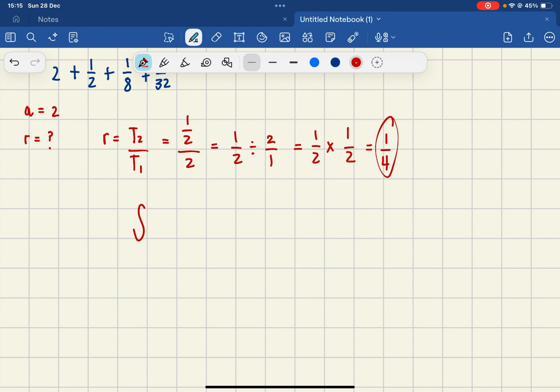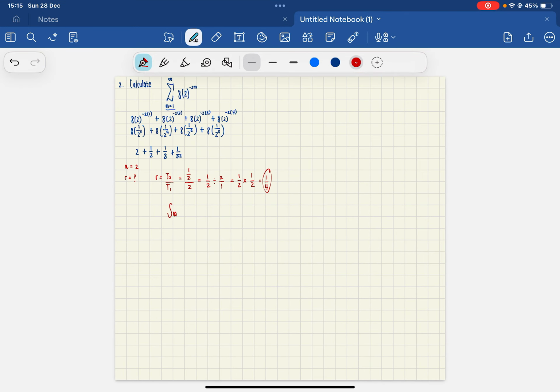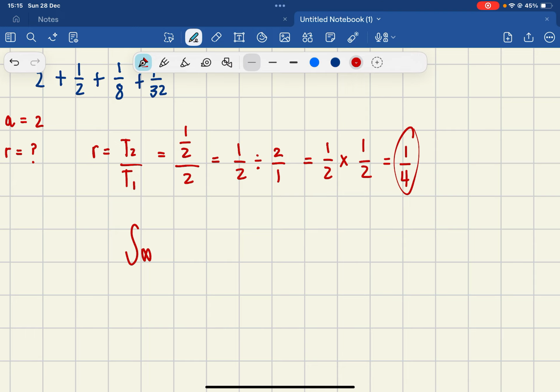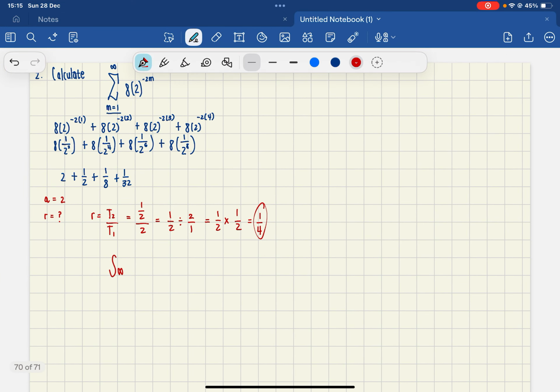So they wanted us to calculate S of infinity. Calculate the sum of infinity. Right? Sum of infinity. But how do I know it's sum of infinity?